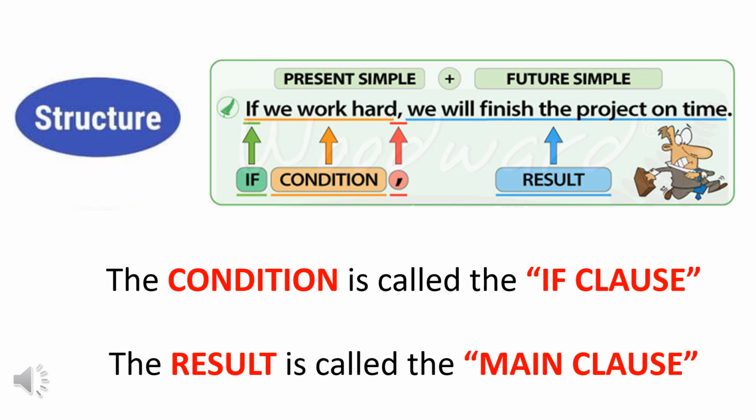It is important to remember that the condition can also be called the if clause, and the result can also receive the name of the main clause. When we normally have a sentence in the first conditional, we will always have the if word, the condition in simple present, a comma, and after the result in simple future.